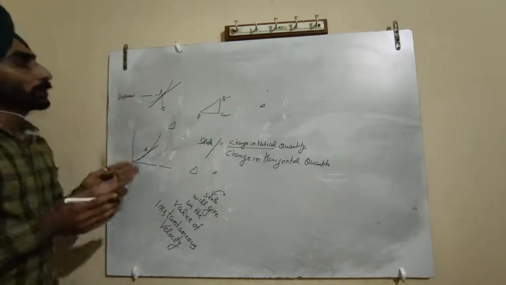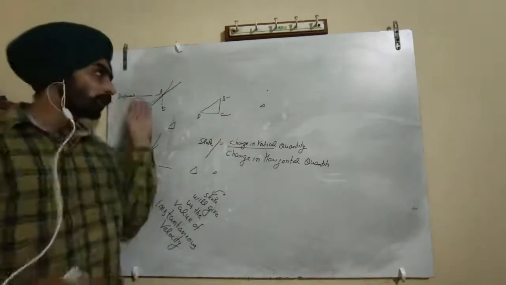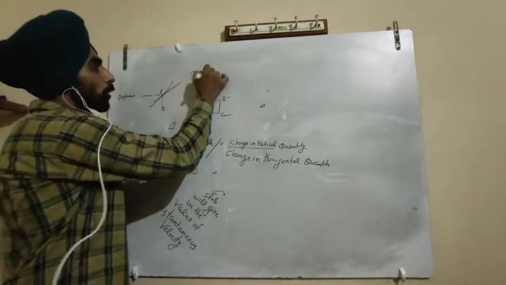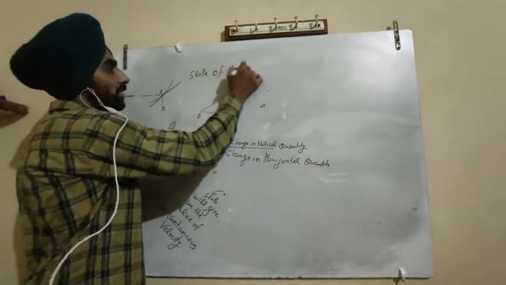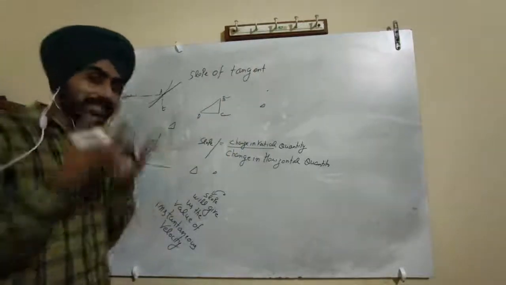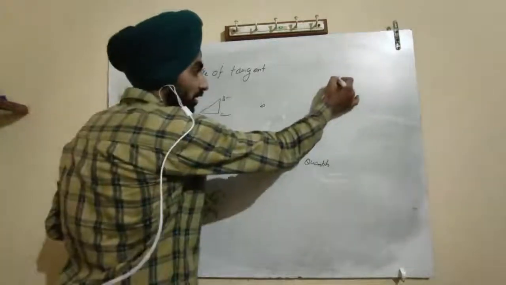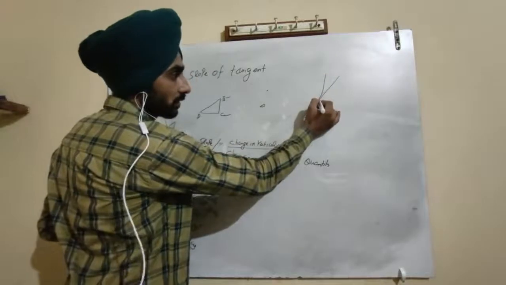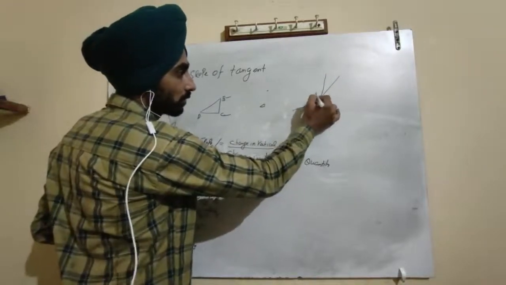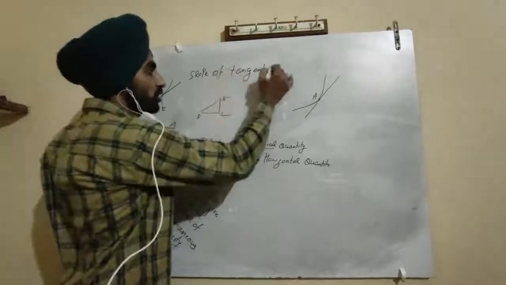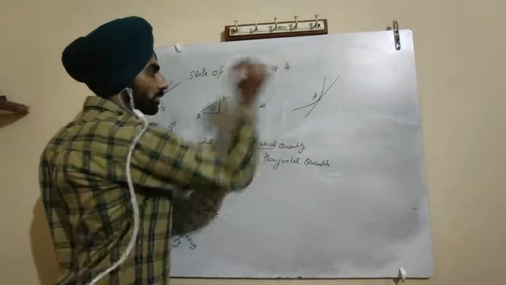So where are we going to get the slope? We are going to get the slope on the tangent. So we will say slope of tangent at A. That means now we are going to get the slope on this tangent line. The tangent line is a very big line, but it is touching the curve at a single point only. So we will say slope of tangent at A.